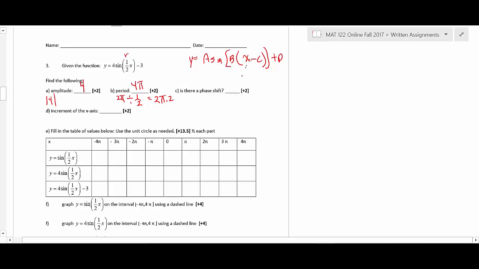Okay, phase shift. There isn't a phase shift yet because there's not x minus or plus something, so we don't have one there. Okay, and then the increment is always the period divided by 4. So we have a period of 4 pi. If we divide that by 4, we're going to have pi. So these are kind of the key things that we have figured out. The other thing is this thing right here is going to take you down 3 units like that.